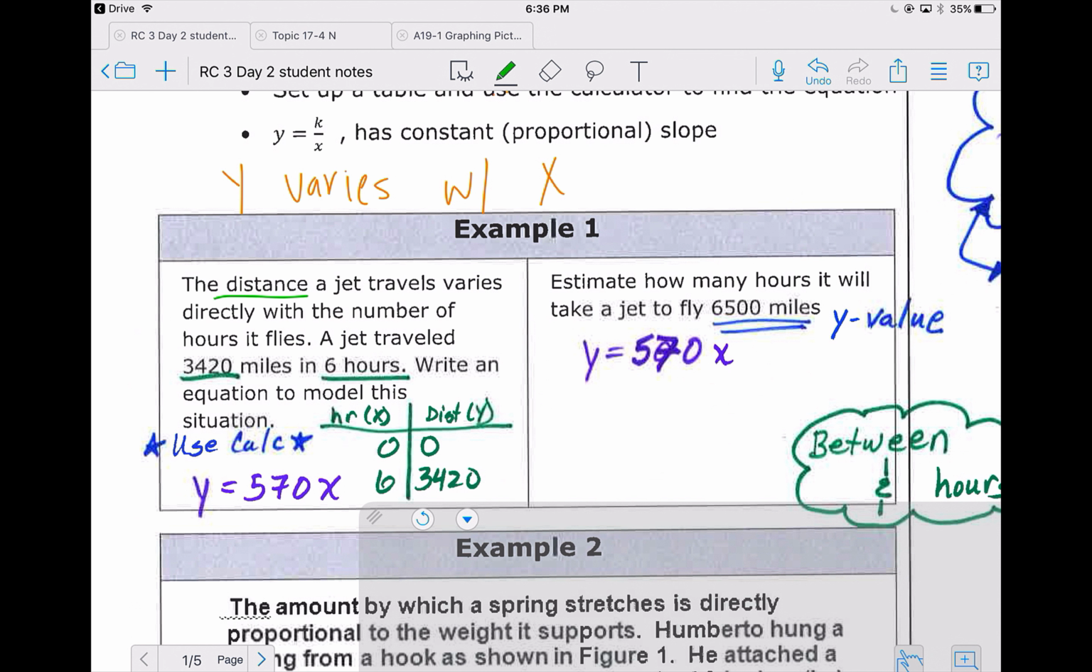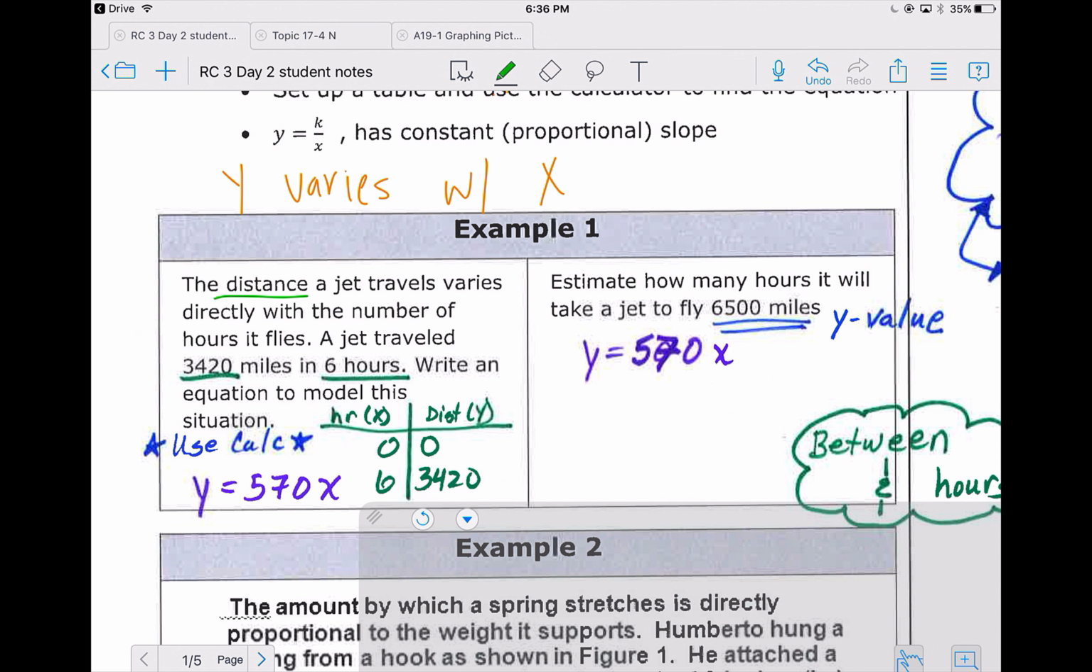So we set up a table. We automatically have the point 0, 0 because of direct variation. And then we have 3,420 miles in 6 hours. I put this in stat edit. I don't need to show you that right now. Stat edit, and because varies directly is linear, we're going to choose option 4 for linreg. And we get this equation, y equals 570x.